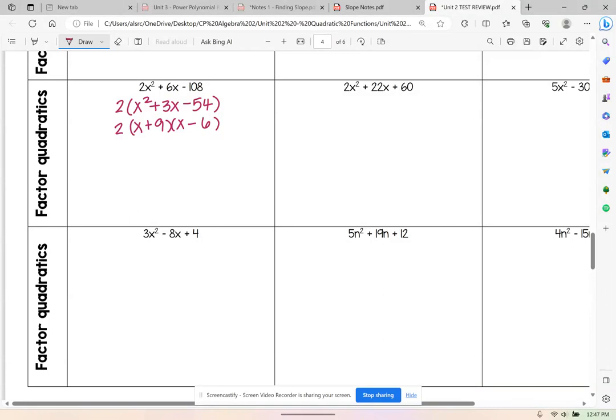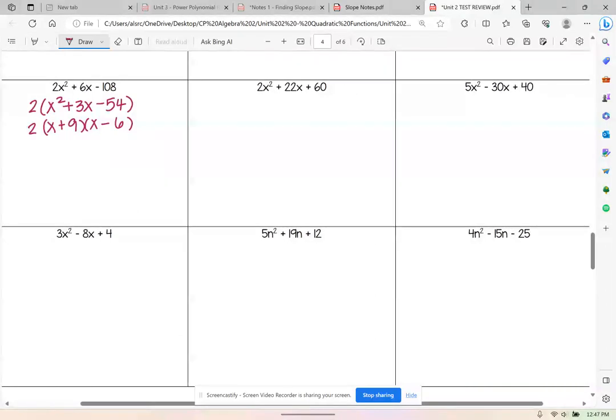So my thing is, I always look, is my middle term positive or negative? If it's positive, my bigger number is positive. If it's negative, my bigger number is negative. I'm not asking you to solve this, so you stop right there. Don't do more work than you have to on Wednesday or Thursday.